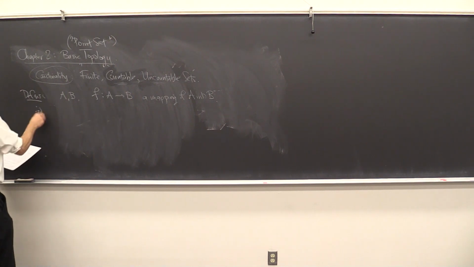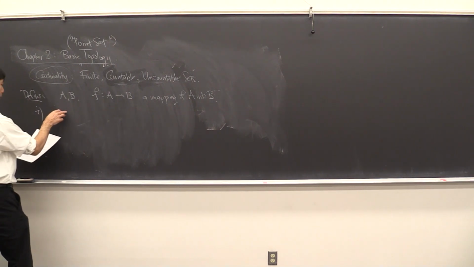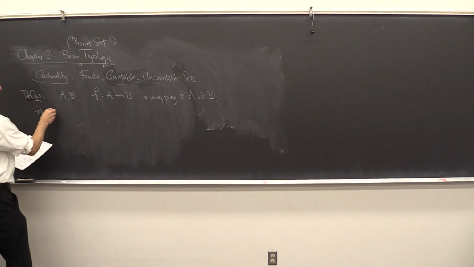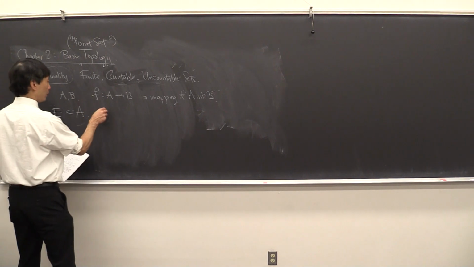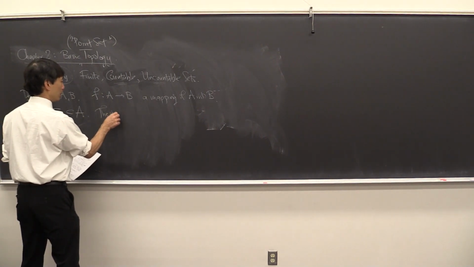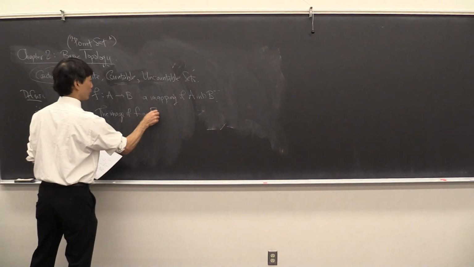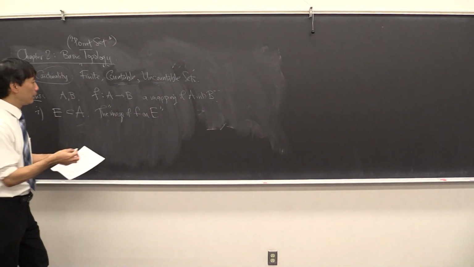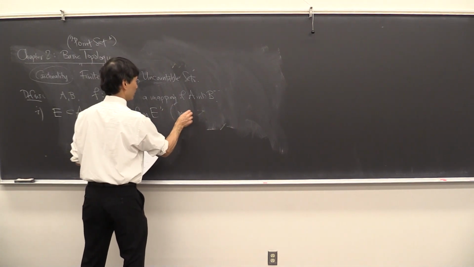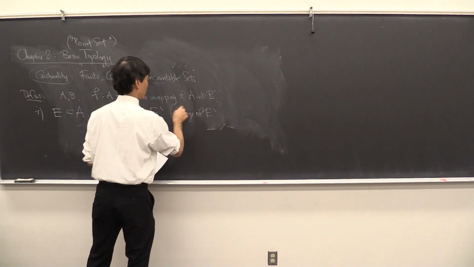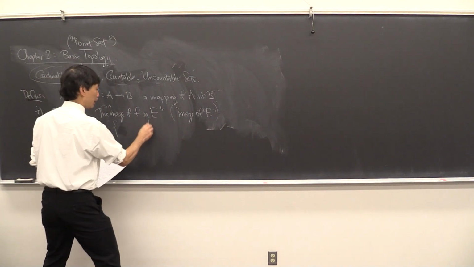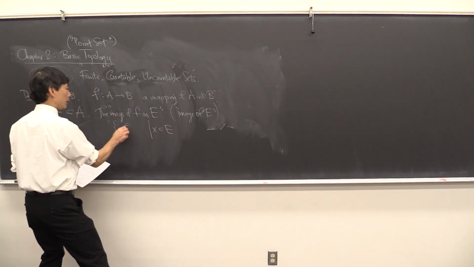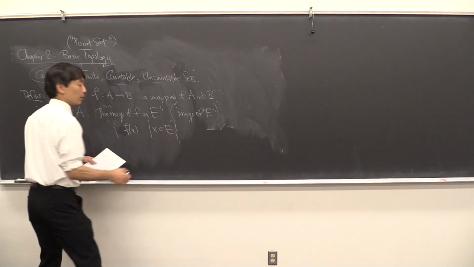So some terminology. Suppose that you have some subset E inside of A. What we denote by the image of f on E, or just the image of E sometimes, is that you take every element in E, and then you look at all the outputs.